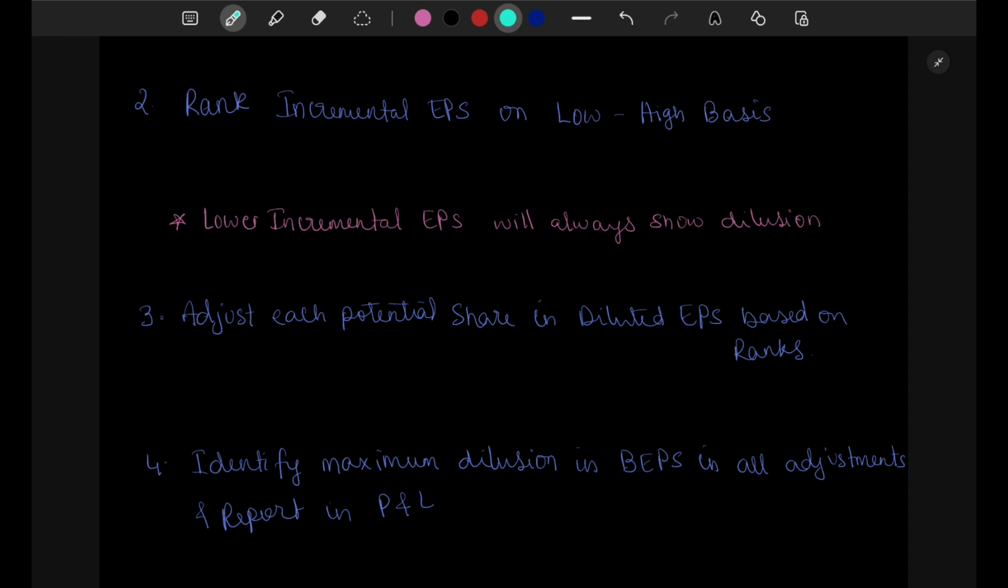That is because there is an increase in the denominator, but there is no increase in the numerator. That's why it is dilutive, meaning it will reduce the EPS, right? So in cases of ESOP and share warrants, it is always dilutive in nature. So it will always cause dilution. Okay, next.